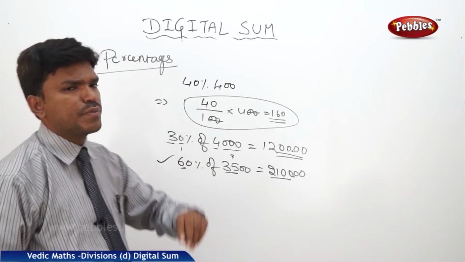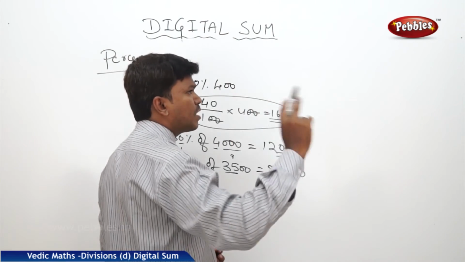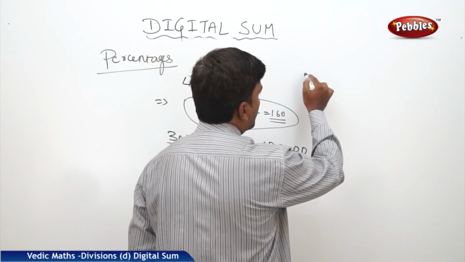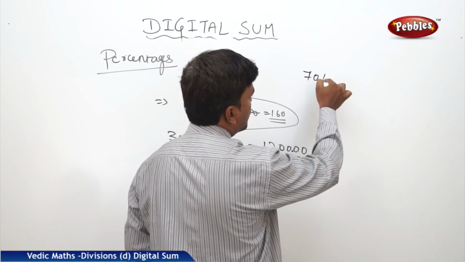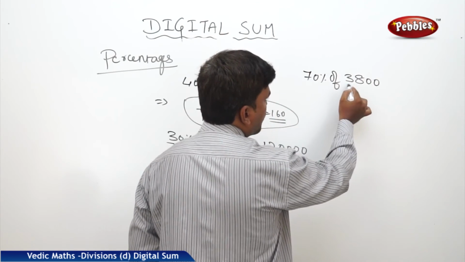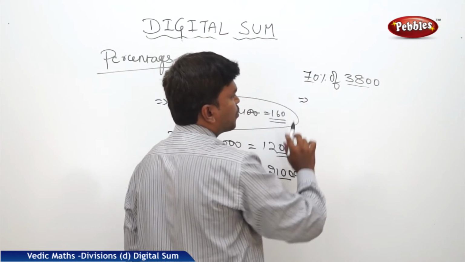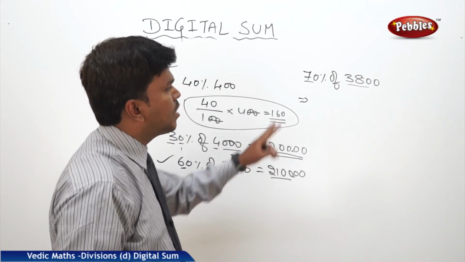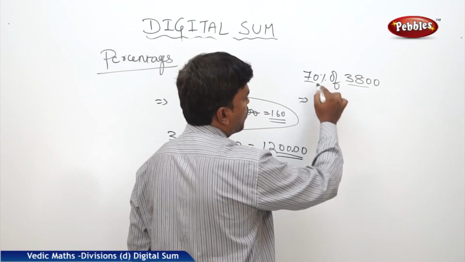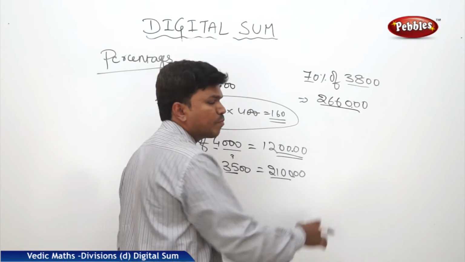Simply, no need of using this much big formula. Understand? If at least one of the numbers is tough, you can go like that. For example, I want 70% of 3800. Here one number is little tough and one number is easy, so you can directly go for the multiplication. 7 into 38 you do. 38 sevens are how much? 210 plus 56, 266. So 266, how many zeros? 3 zeros. Put a decimal point after 2 digits from right. So your answer is 2660.